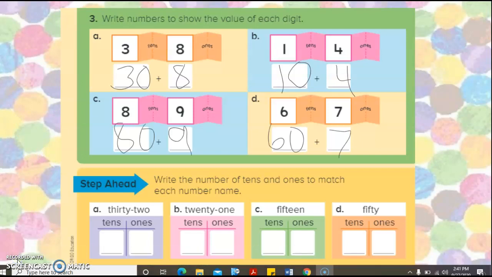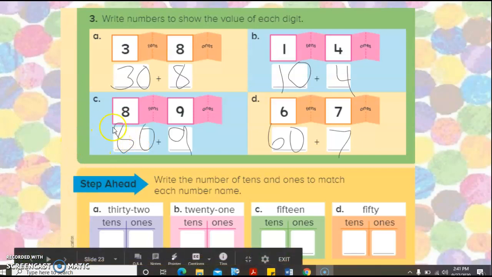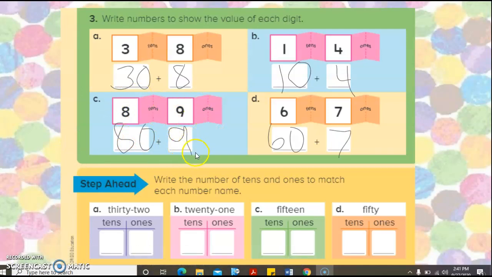So on your piece of paper for letter C, you should have written 80 plus 9, because we have 8 tens and 9 ones. Letter D, we have 6 tens, so that gives me 60, and 7 ones. So I'm going to write 60 plus 7. So check your answers for C and D to make sure that you got those answers. Now let's move on to the next section.